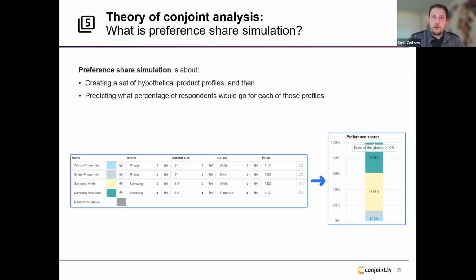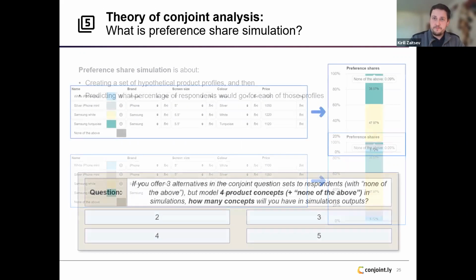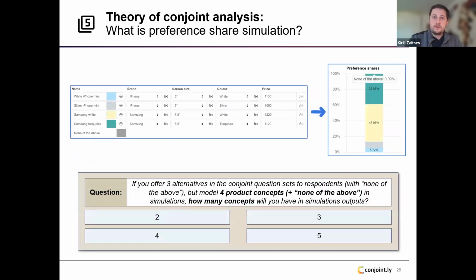So now another pop quiz here. If we have 3 alternatives in the conjoint study itself, a bit of a numerical question here, and there was a none option, and we model 4 different products and none, how many different concepts will we have simulation outputs for? So sort of like one of those word problems. All right, so if you followed that very carefully, you'd see that we would end up with 5 preference shares, because we would have 1 for each of the products and then a 5th one for the none.